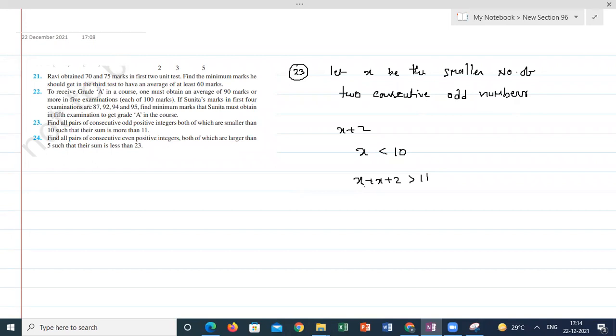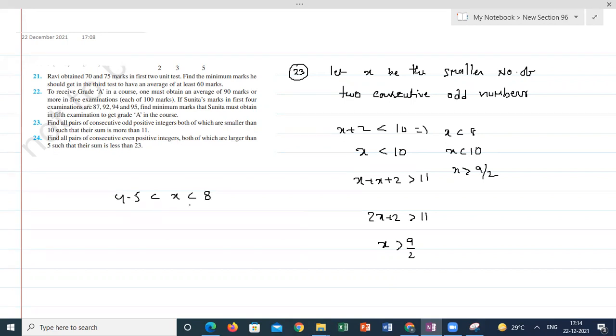So how do we find the answer here? 2x plus 2 greater than 11. So from here x is greater than 9 by 2. So there are three inequalities: x less than 8, x less than 10, and x greater than 9 by 2. That means x is lying between 4.5 less than x less than 8. You should not take 10.